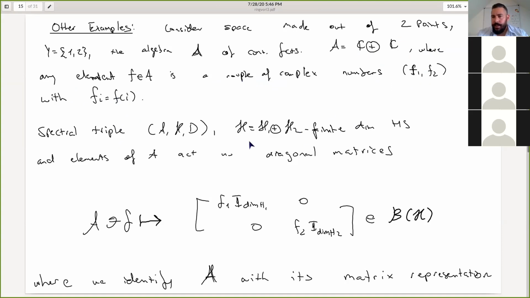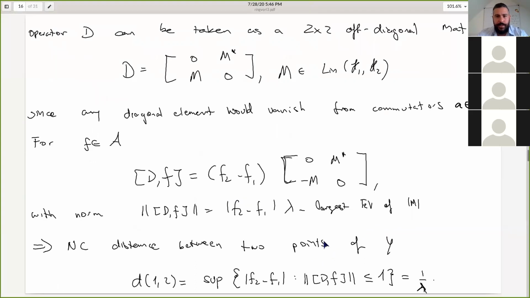H is a finite dimensional Hilbert space, being the direct sum of two finite dimensional Hilbert spaces, and elements of A act as diagonal matrices. So that is the whole algebra, with f1 acting as a multiple of the unit of H1 and f2 as a multiple of the unit of H2. These are bounded operators, obviously, on this Hilbert space, and we identify the algebra with its matrix representation.